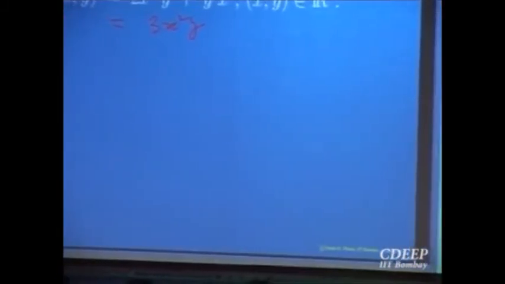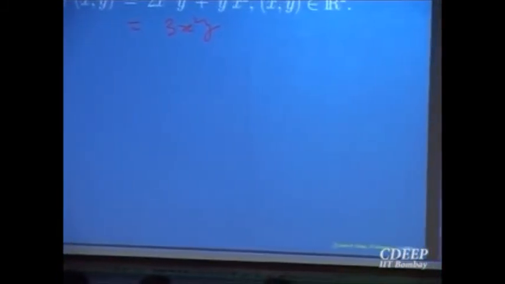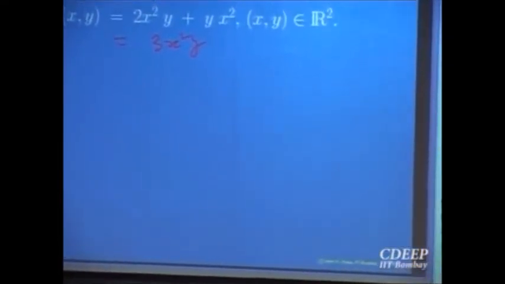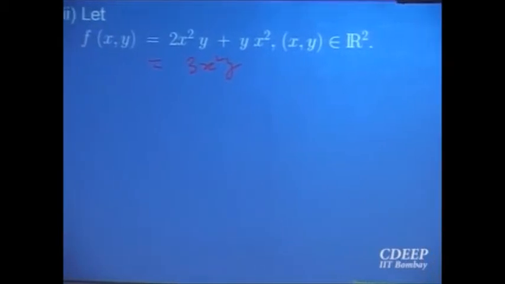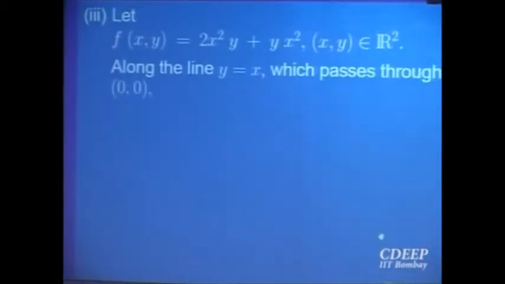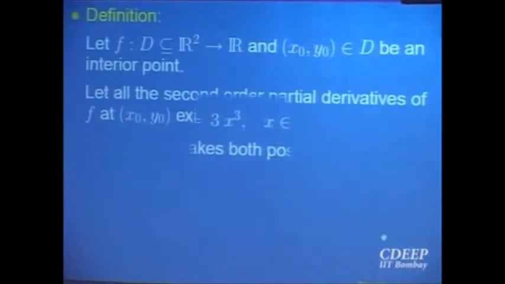Is it okay for everybody? Everybody satisfied that this function at 0, 0 is a critical point, does not have a local maximum, does not have a local minimum, that is a saddle point? Okay. So let us go over this, finish this example.